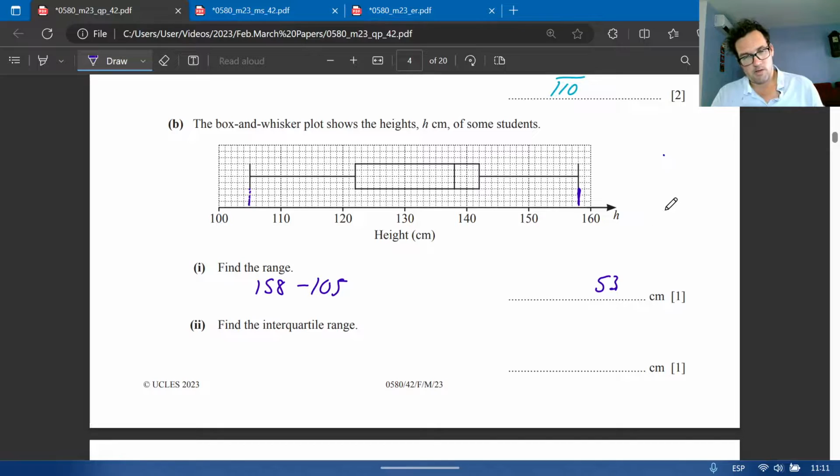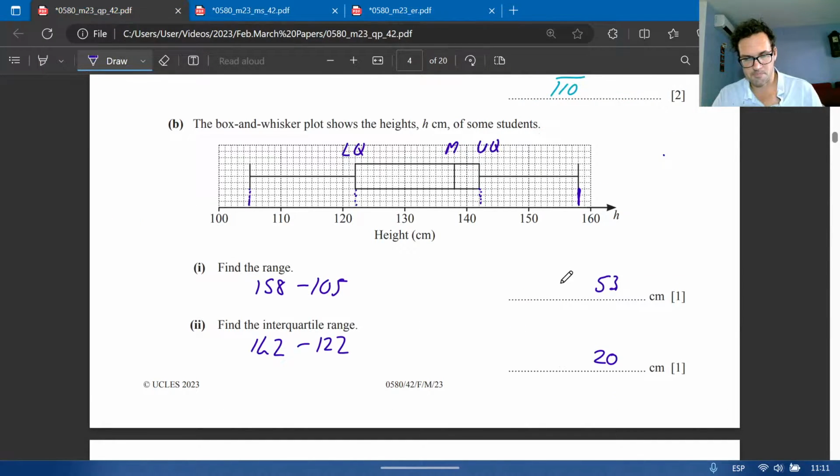Now it's the interquartile range. Now we take the upper quartile. Remember now, this is the upper quartile, this is the lower quartile, and this is the median. So the upper quartile, 142. Lower quartile, 122. And what's that, 20?